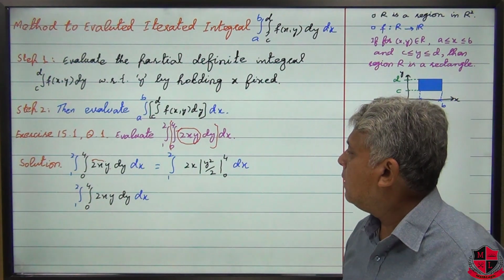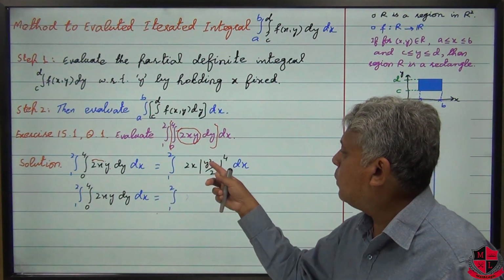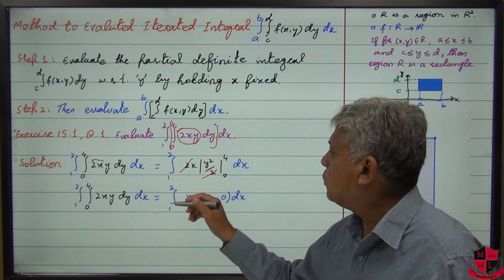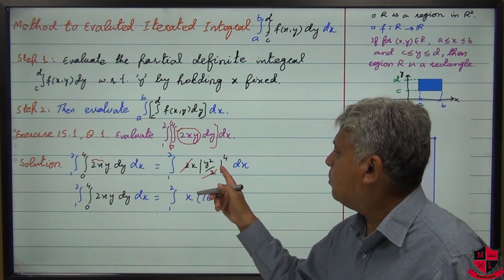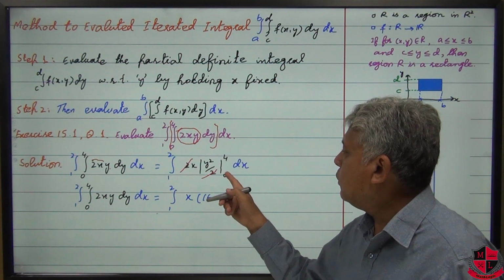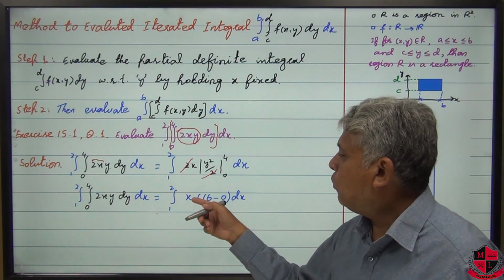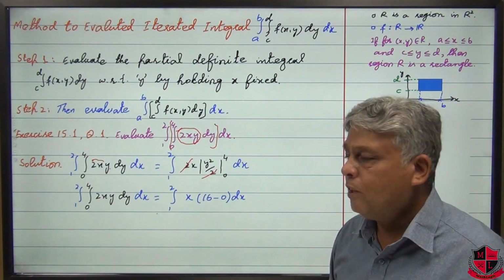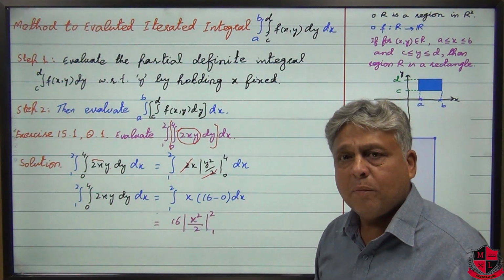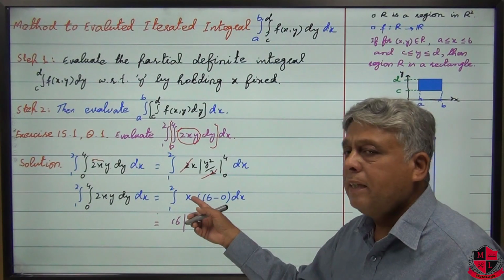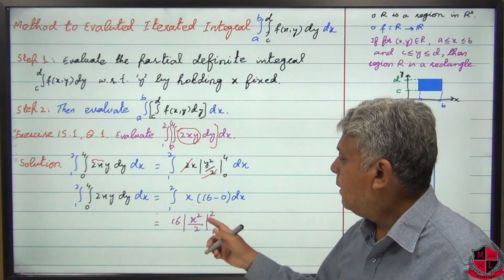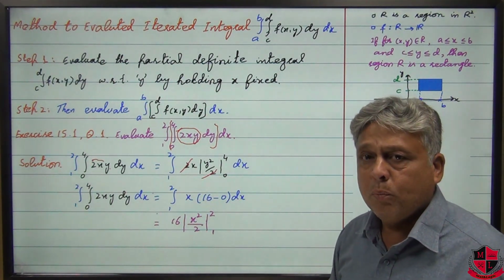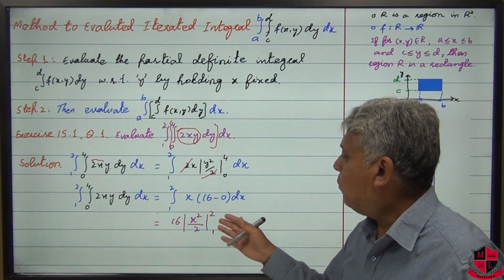Before integrating this answer with respect to x, we shall evaluate the limits. When we replace y by 4, 4 square will be 16, and in the denominator this 2 is cancelled by this 2, x is outside this bracket. When y is replaced by 0, 0 square is 0, and now we have to integrate 16x with respect to x. In order to evaluate this integral, 16 is a constant number, take it outside the integral and integrate x using the power rule. Increase the power of x by 1, so the new power is 2, and divide by the new power, and the limits of integration are 1 to 2.